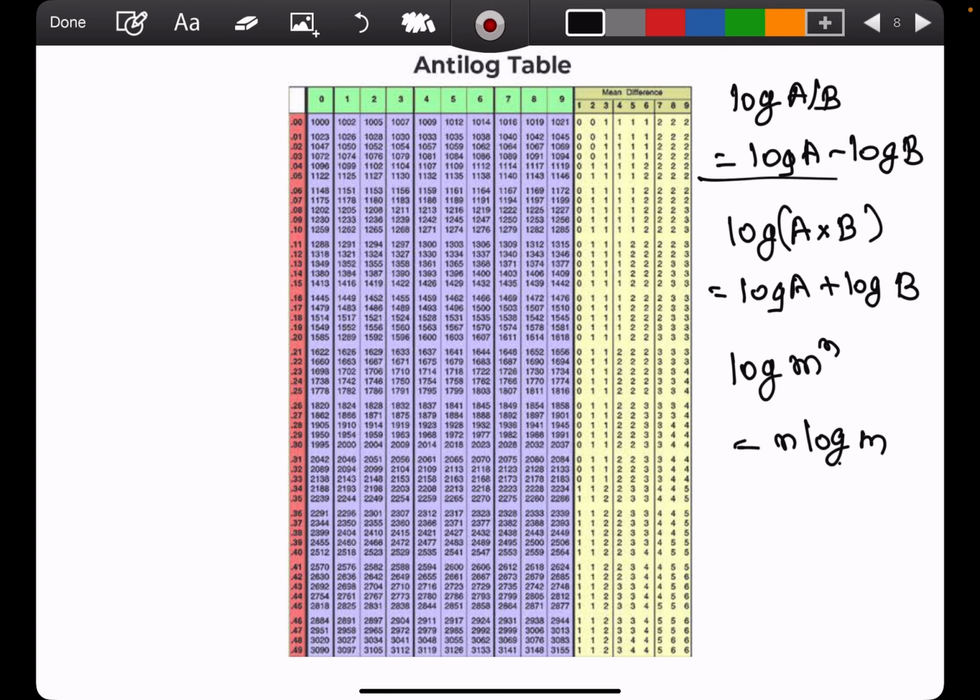If you know this, then simply using the log table and anti-log table, you will be in a position to solve division problems, multiplication problems, and problems which involve indices. I hope that it is very clear.